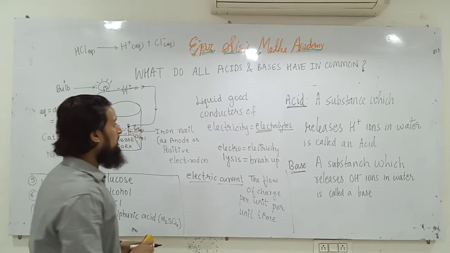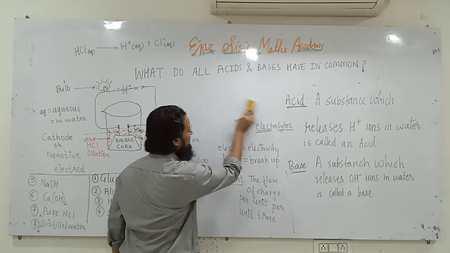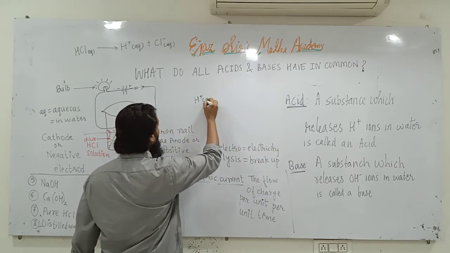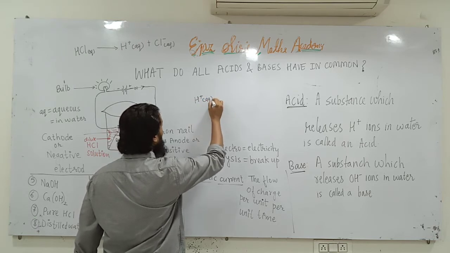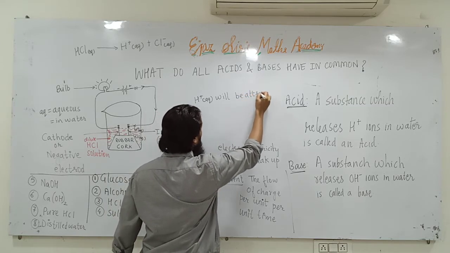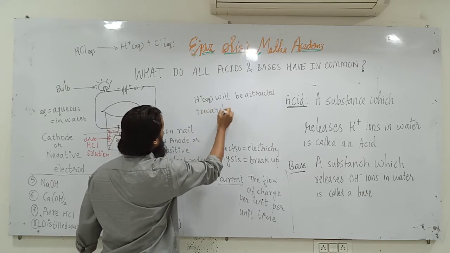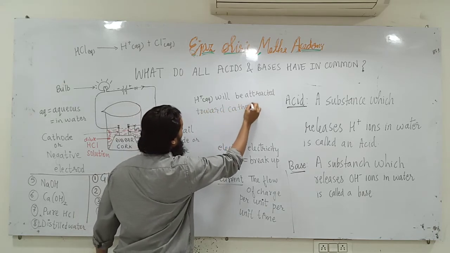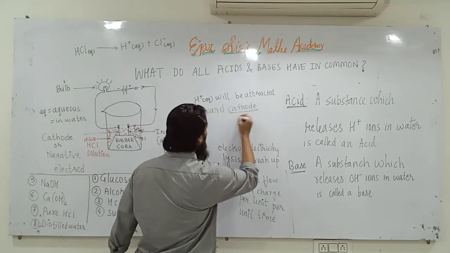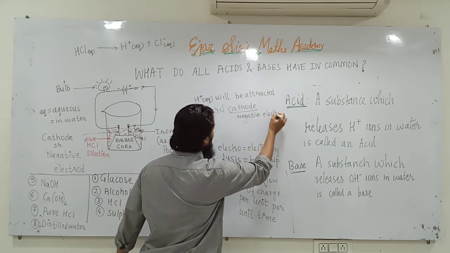Note this down. Liquid good conductors of electricity are called electrolytes. So where will the H positive ion go? H positive aqueous will be attracted towards the cathode. Can you tell me why? Because opposite charges attract each other. The cathode is connected to the negative terminal of the battery. It is a negative electrode. So opposite charges attract each other.